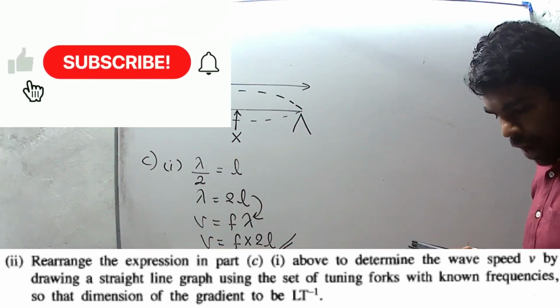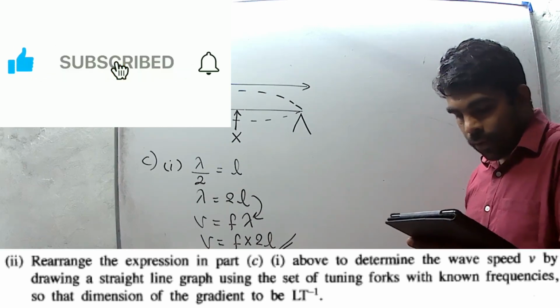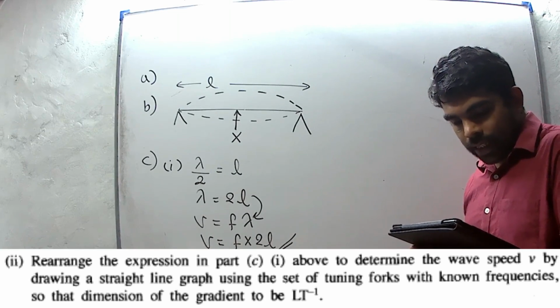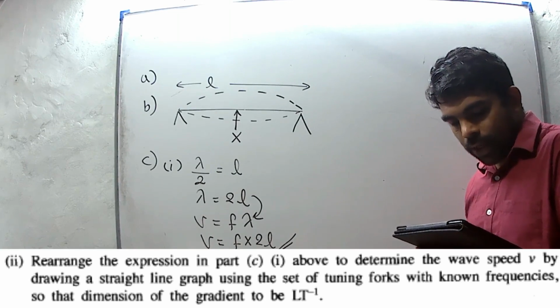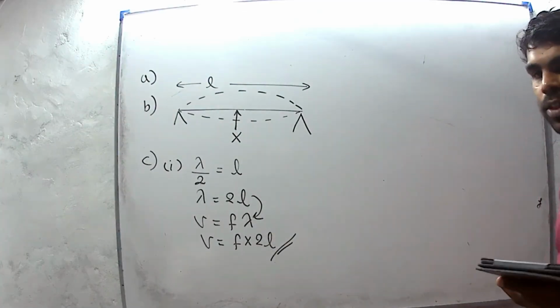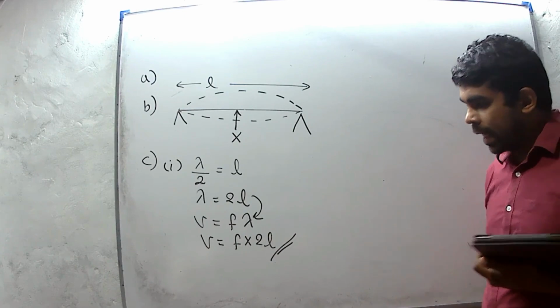Then part 2: rearrange the expression in part C, 1 to determine the wave speed by drawing a straight line graph using the set of tuning forks with known frequencies, so that the dimensions of the gradient are LT minus 1. I will consider the dimensions of the gradient after getting the equation.